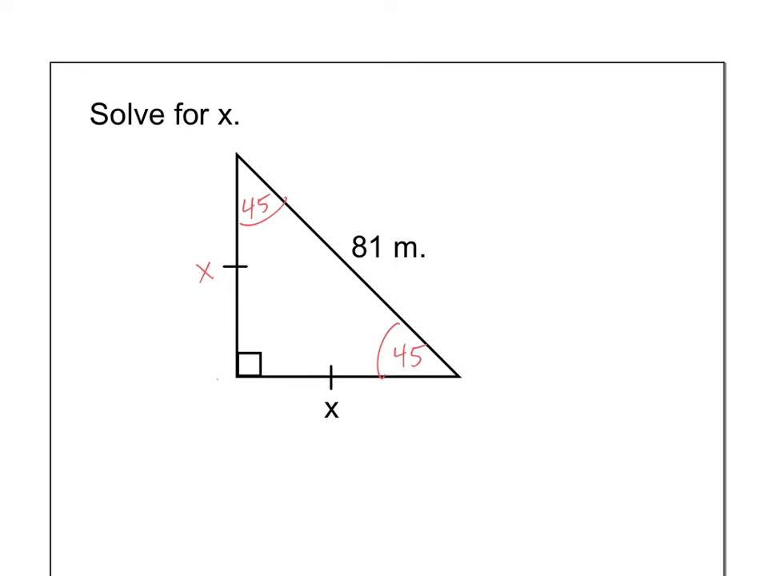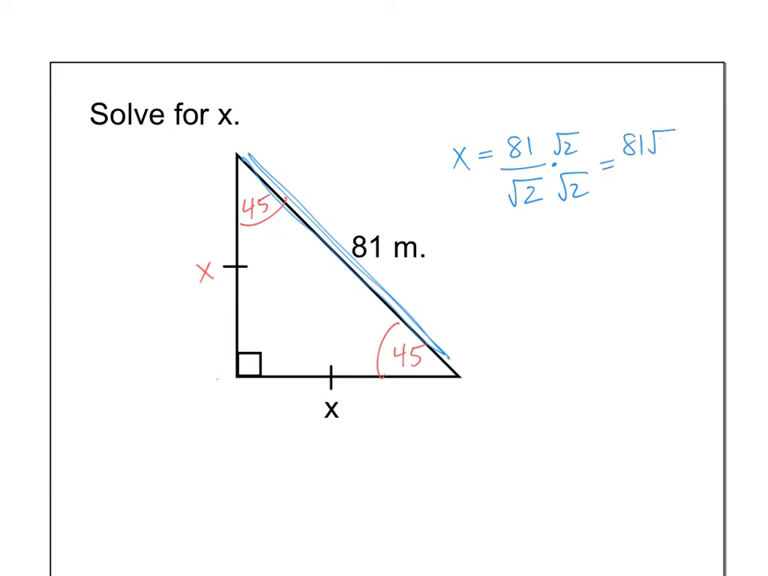When you have a 45, 45, 90, and you're given the hypotenuse is 81, you're going to work backwards to find the leg. You're going to take 81 and divide by root 2. You're getting shorter, so you're dividing. You're not going to leave that root 2 on the bottom of a fraction. It's not okay to do that.